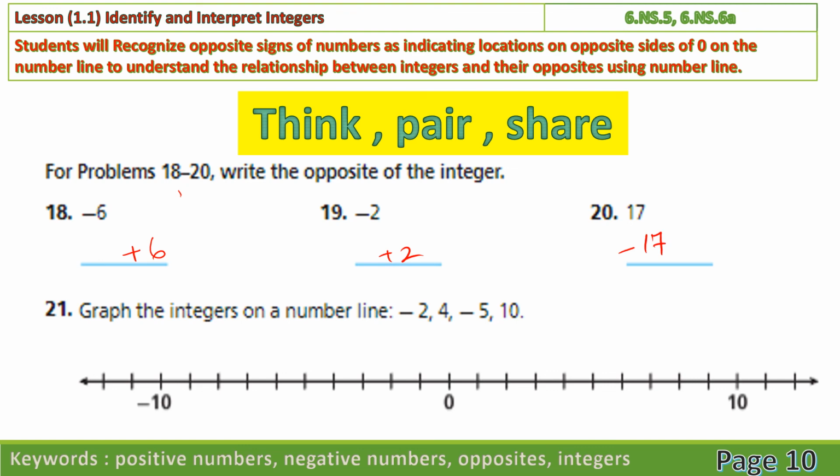Graph negative 2. So first of all, look: 1, 2, 3, 4, 5, 6, 7, 8, 9, 10. The first thing is that you have to label the number line, because until you label it, you will not be able to picturize or visualize things. Minus 2, where? Here, highlight. 4, highlight. Negative 5, highlight. Find out where 10 is. Here, highlight.